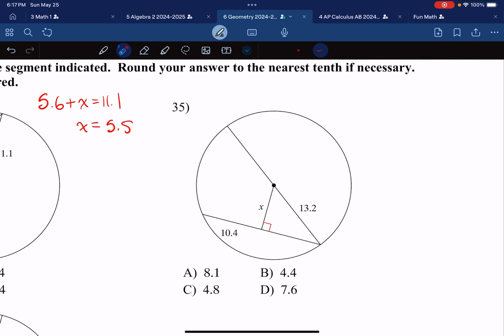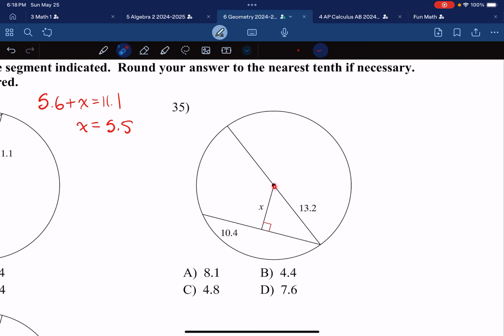Number 35, very similar. We're going to leverage the fact that we know what's going on with the radius here. Actually, we don't need to know that. We already know that that length is 13.2, that length is x. This length right here is 10.4. Ask me how it's not this entire length. Well, if this half is 13.2, this is a little bit less than that, therefore it's 10.4.